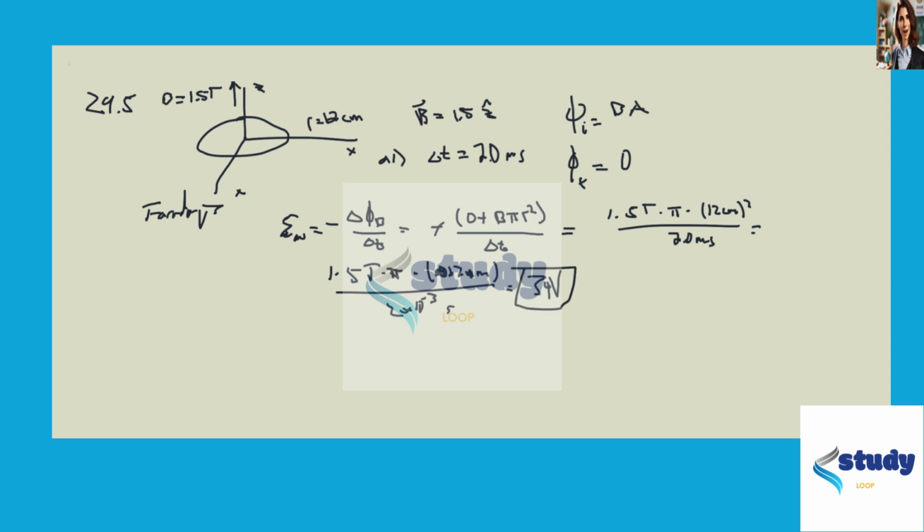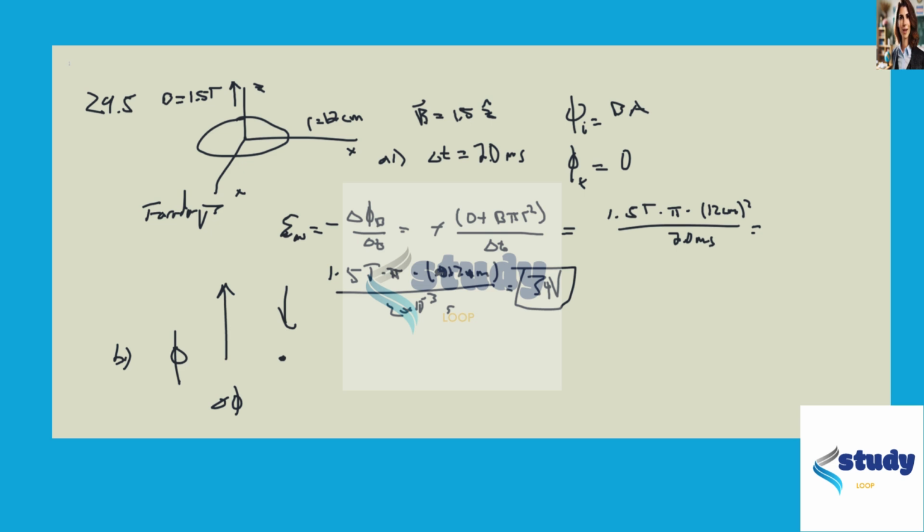Okay, so part B asks, is our current counterclockwise or clockwise in our loop? Okay, so if our initial B field is up, our final B field is 0. That means the change in flux is pointing down. So when we're inducing a current, we want the current to oppose the change, because we're always wanting to oppose some change that is happening. Like when you push on something, it pushes back. That's what we want to think about.